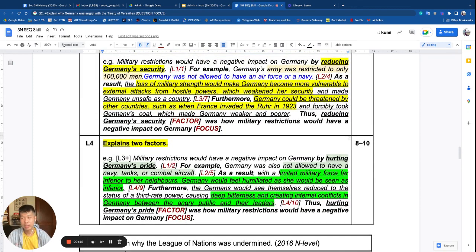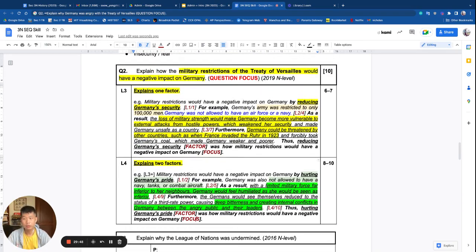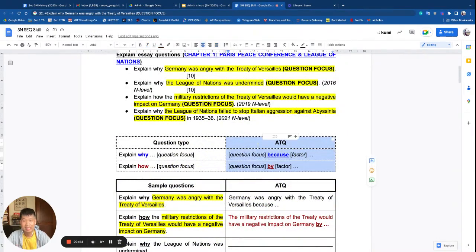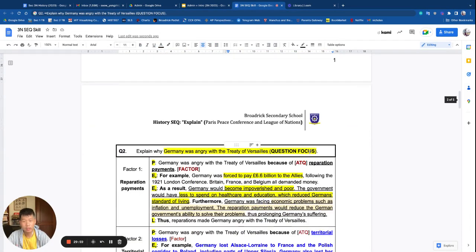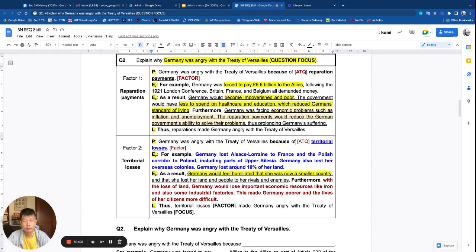I spent quite a long time on this lesson, the explain essay. I went quite slowly. I hope that you understood a few things. Firstly, that explain essay always starts with ATQ, and how to ATQ. Secondly, that you have to find the question focus whenever you look at the explain essay. And thirdly, how to craft the PEEL paragraph, point, evidence, explanation, and link, such that you can prove your argument, prove how each factor leads to the focus. So that's my lesson on explain essay for today. I hope that it has been helpful.